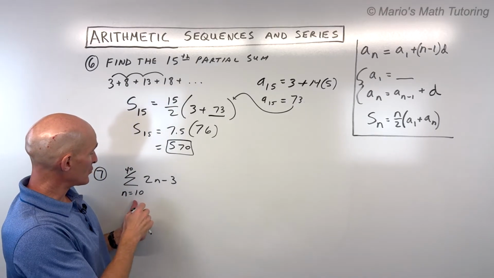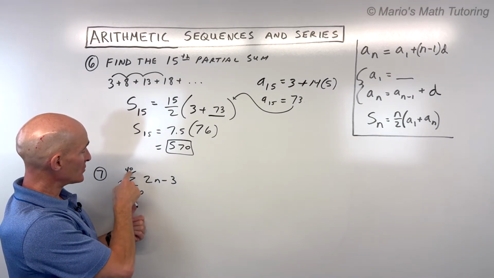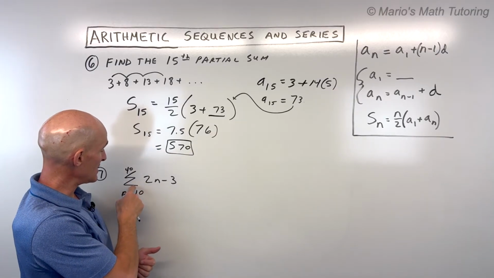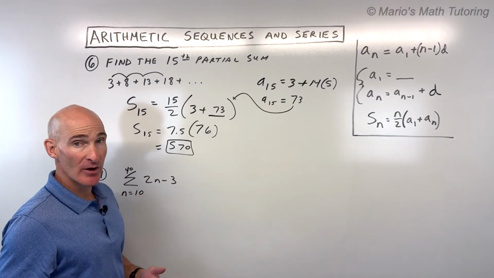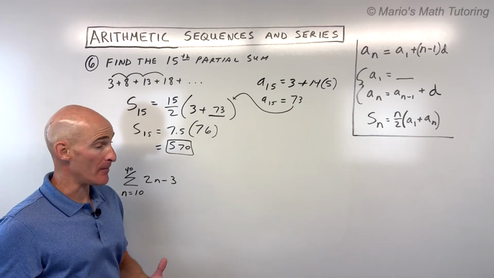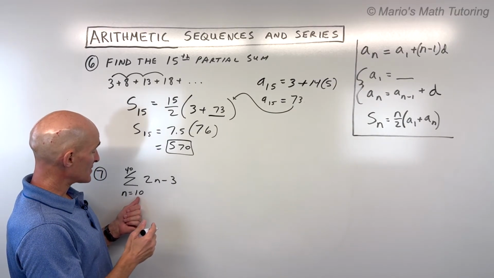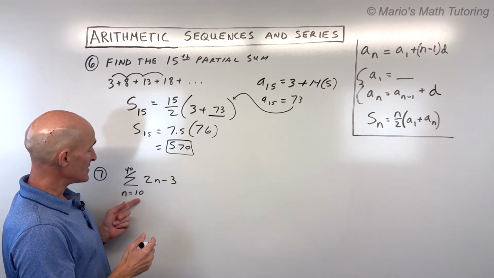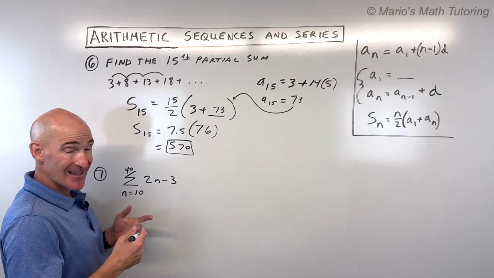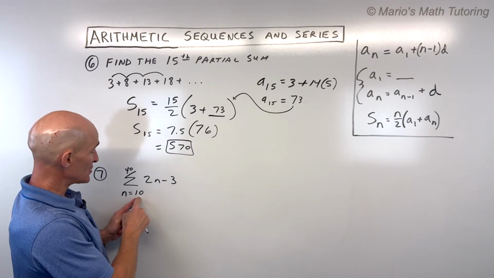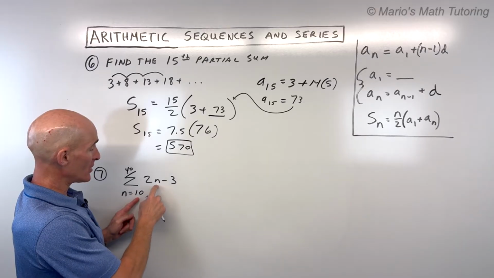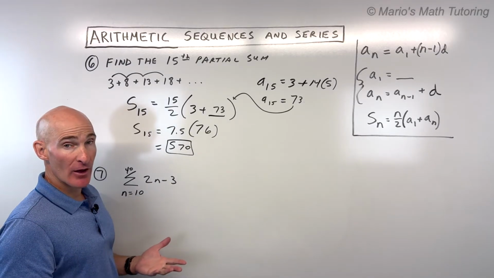Number 7, now we're introducing this sigma notation. See this fancy little E here? This is the Greek letter sigma, and it refers to finding the sum. And we want to look at this lower bound and this upper bound. These are referred to as the index. And the way this works is you start at this bottom number, you put it in for n, and that's going to be the value of your first term.